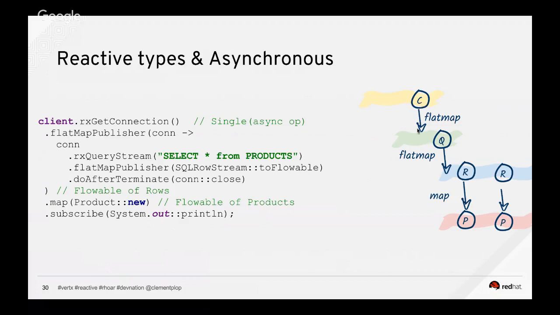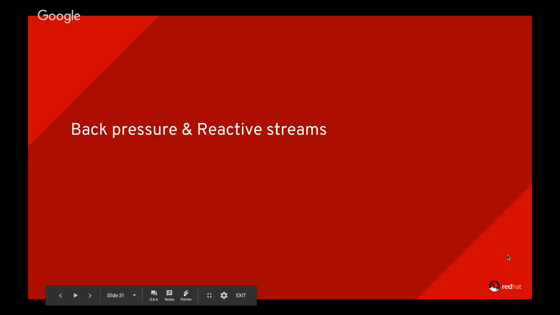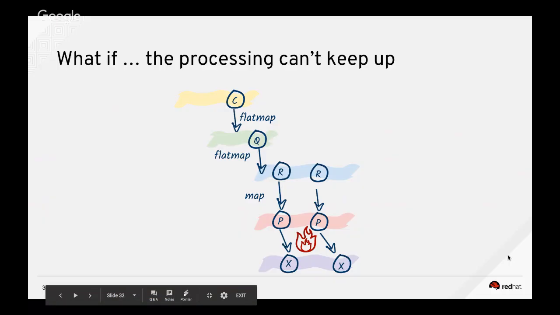We have the singles, and I do my query. I get my query here. I get my sequence of rows, and I map it to product, and then I subscribe here. Is that all working? Well, maybe something is not that simple, actually. And we are going to see that now.